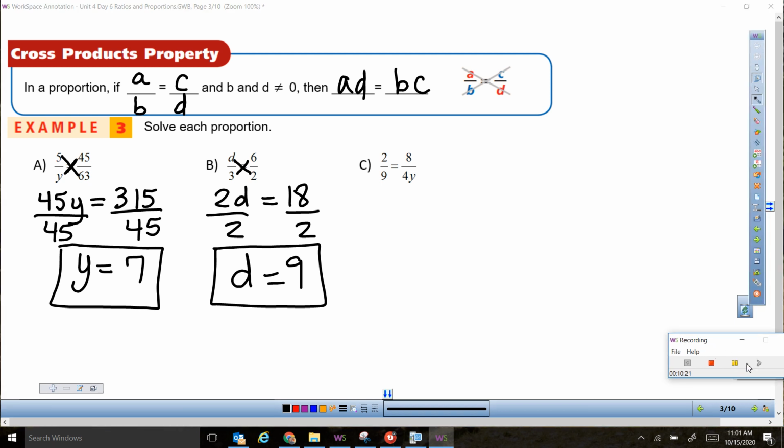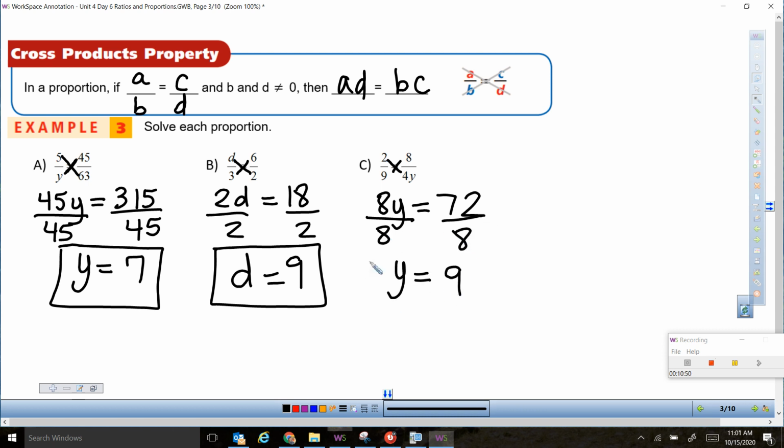Okay, this is letter C. Again, I always multiply the diagonal that has the variable first. So what is 2 times 4y? 8y. Set it equal to the other cross product. For this diagonal, what is 9 times 8? 72. Divide both sides by 8. And what does y equal? 9. Easy stuff.